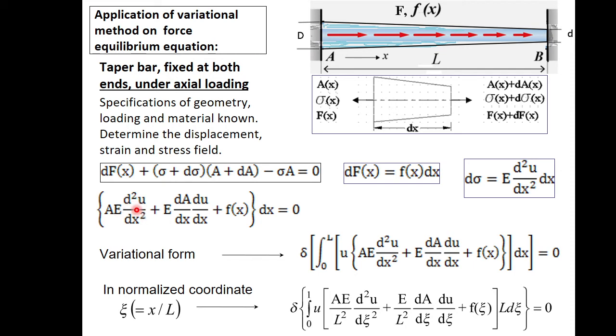Dx is taken as a constant all through. And another term is sigma into dA. So that sigma is E into du by dx, and then dA is dA by dx into dx. So this is the form, right?